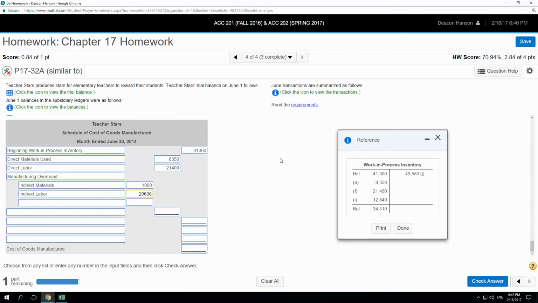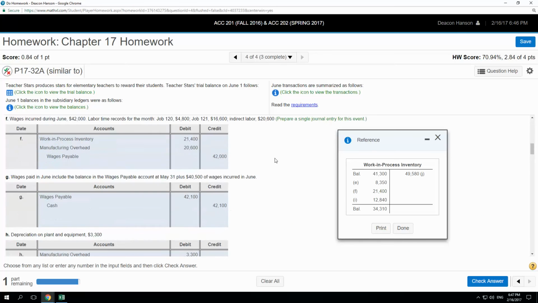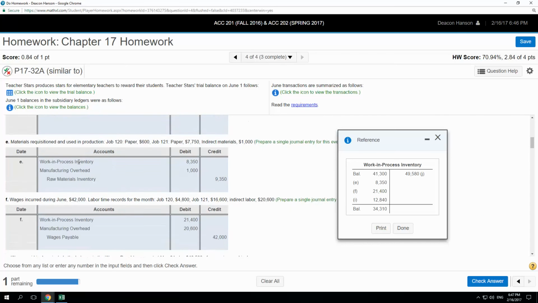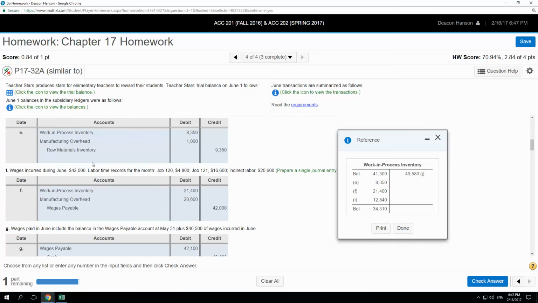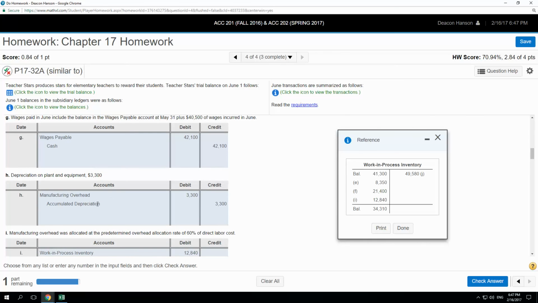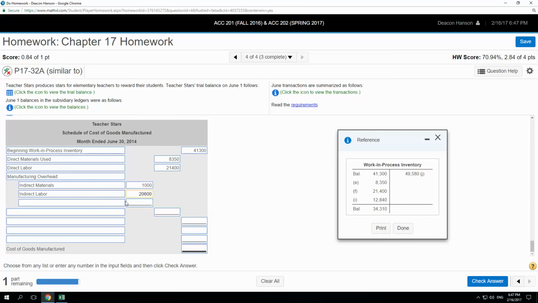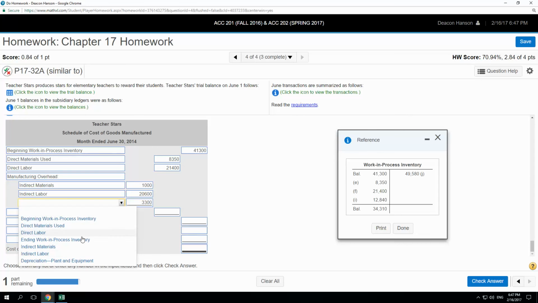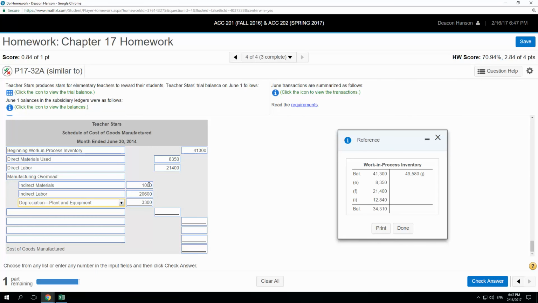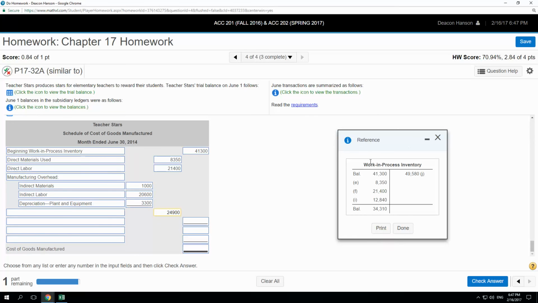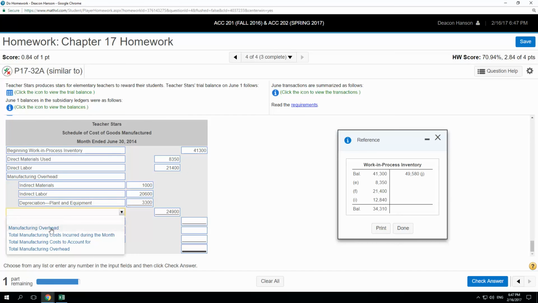Okay. And then let's see what else we have there. I think it was that depreciation charge. Here, depreciation of 3,300. That's my depreciation. Okay, so we'll add those up and get a subtotal. So we'll have 24,900. That's going to be my total manufacturing overhead.